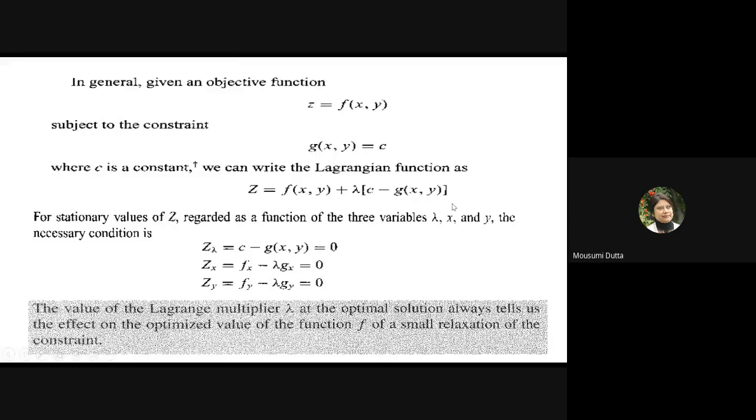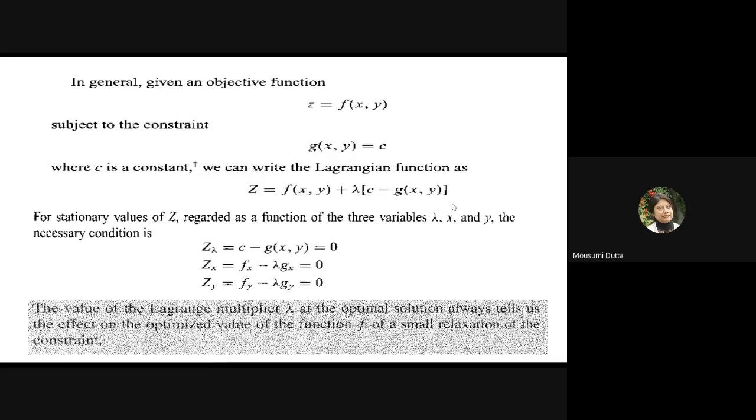Lambda is the Lagrange multiplier. Now the interpretation of the Lagrange multiplier will vary from case to case. In case of utility maximization, lambda will be the shadow price, whereas in case of cost minimization or output maximization, the interpretation of lambda will be something else. So in a particular context, we will give the interpretation of lambda because it will vary from case to case.